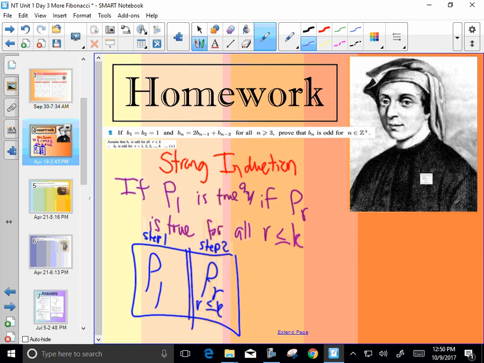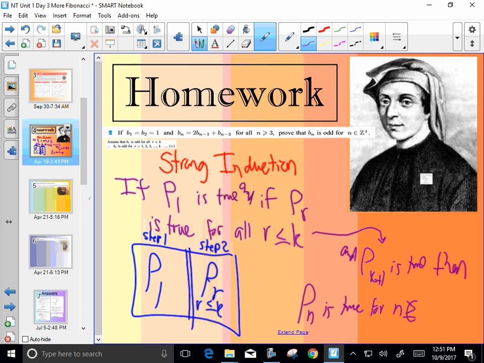So for the strong, I'm going to continue here. It would be: and proposition K plus 1 is true, then this is the old news, P of n is true for n an element of the positive integers. So I'm going to make another little box here. This was step 3, and for this one we want P of K plus 1 to be true.